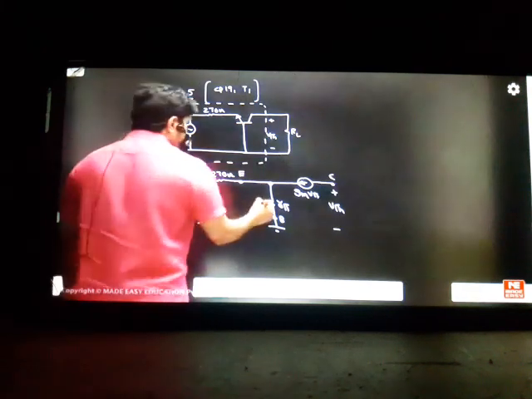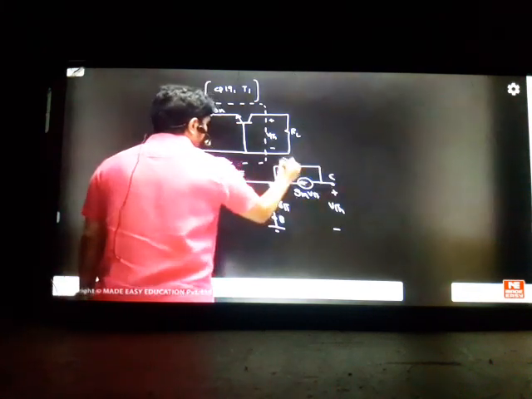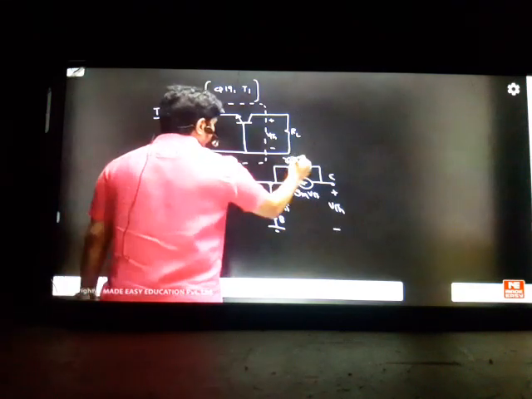Okay? So it's not only that, he has given some R naught also in the problem. He said some R naught, which comes parallel to the current source, which is given as 250 kilo ohms. This is 250 kilo ohms. This is the way you are seeing the diagram.